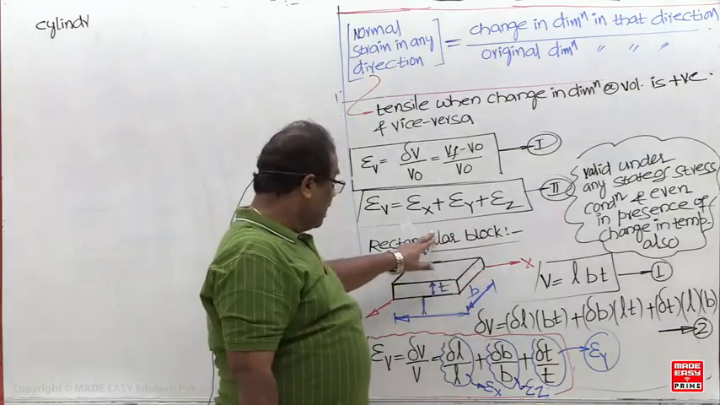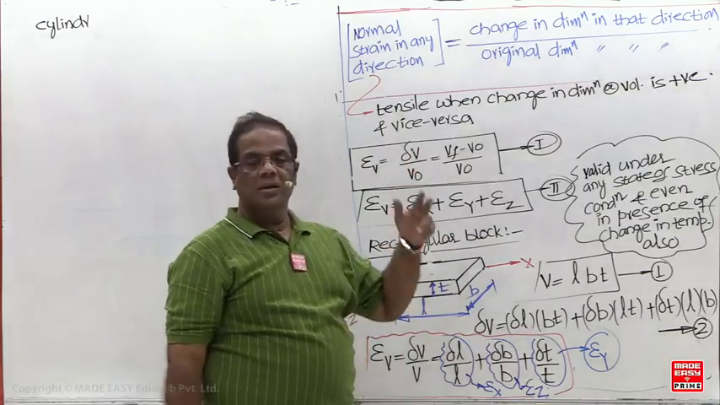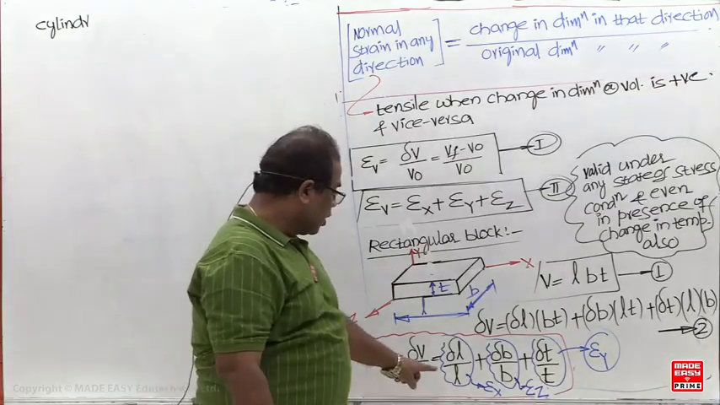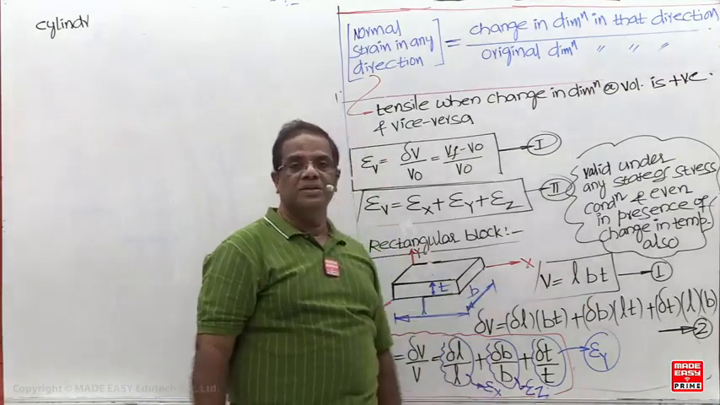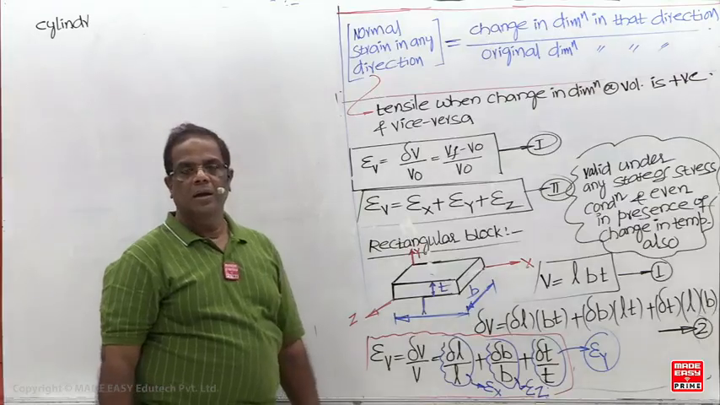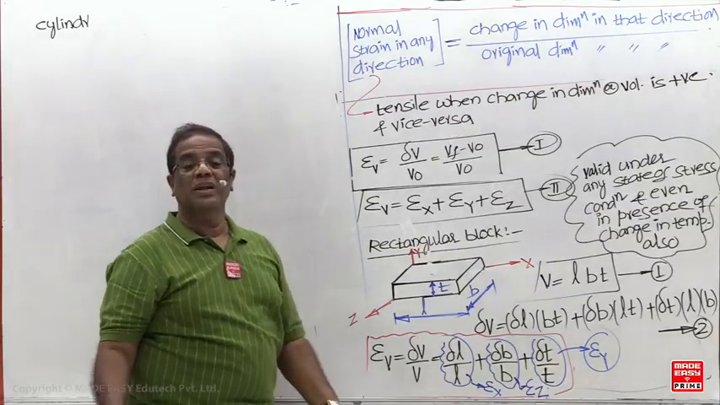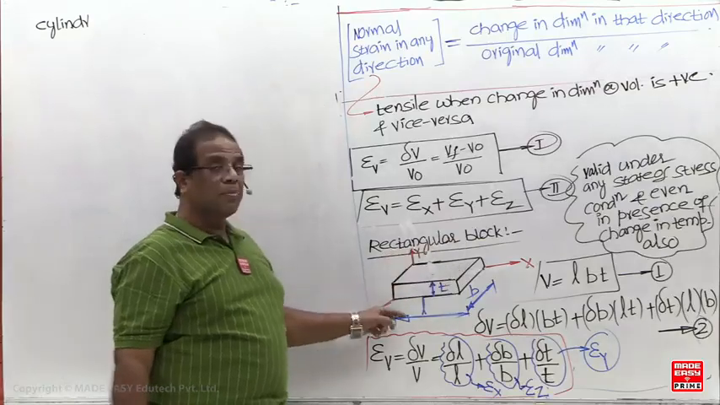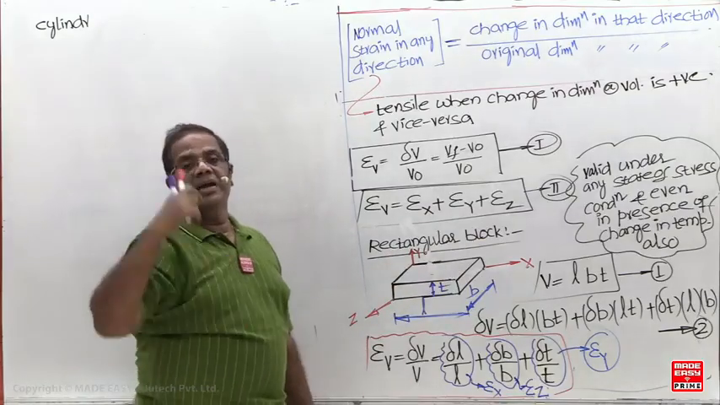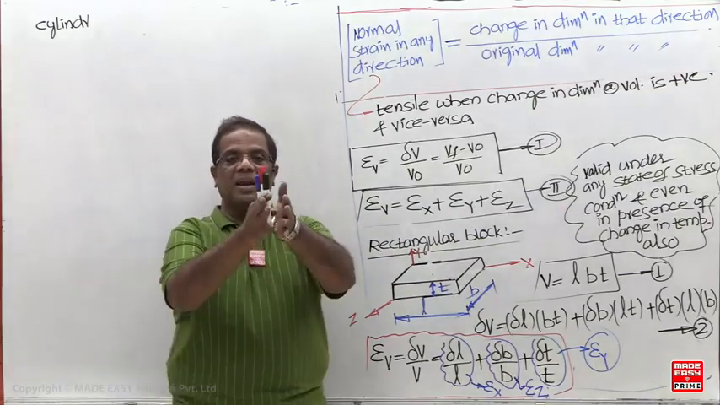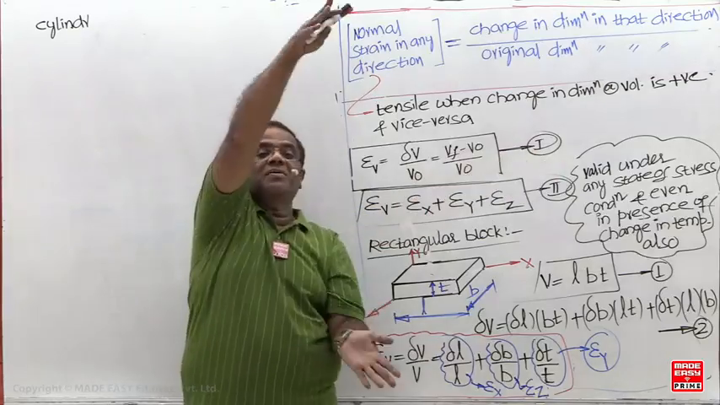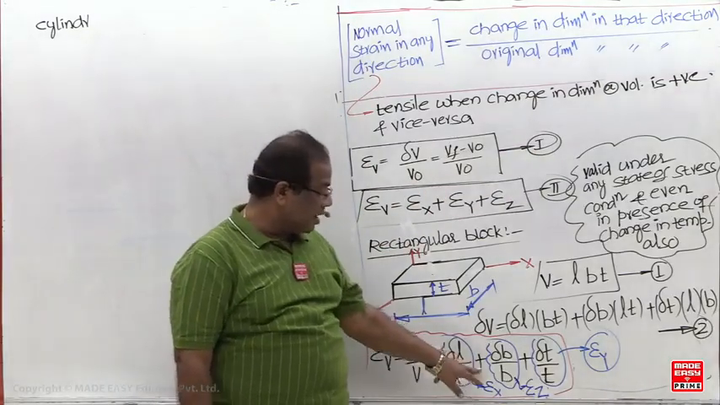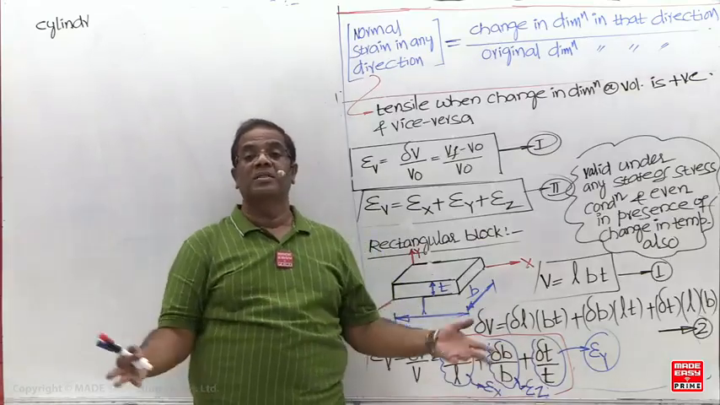Suppose only the volume changes due to change in temperature. Now what should I call epsilon x, epsilon y, epsilon z? The words longitudinal and lateral strain are used when load is there. Assume this rectangular block is heated. Because of the heating, length will increase, thickness will increase, width will increase. Then at that time epsilon x, epsilon y, epsilon z are called thermal strains.